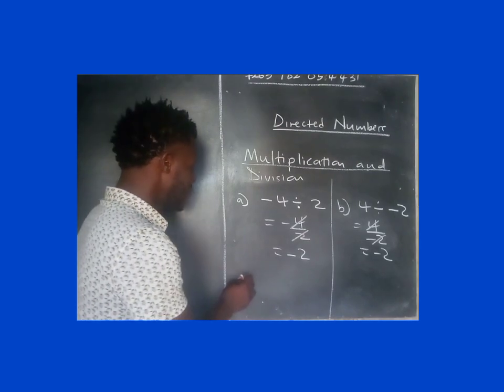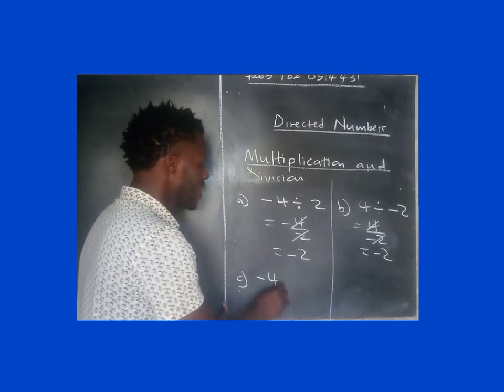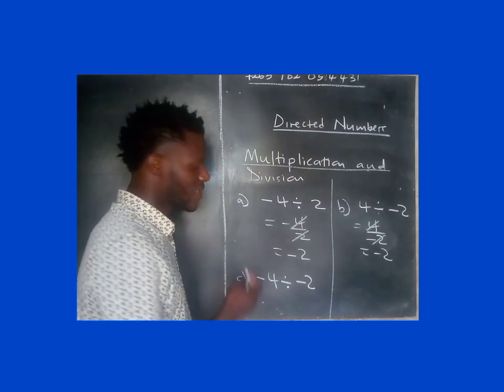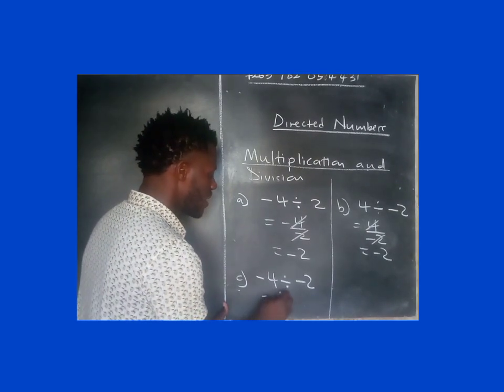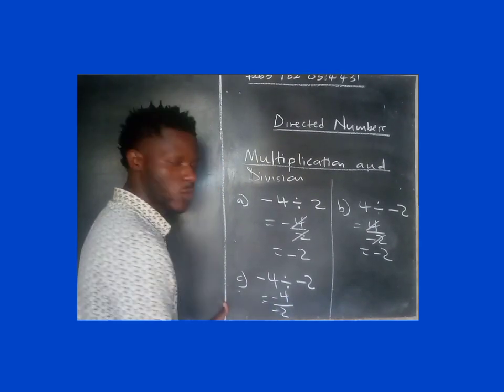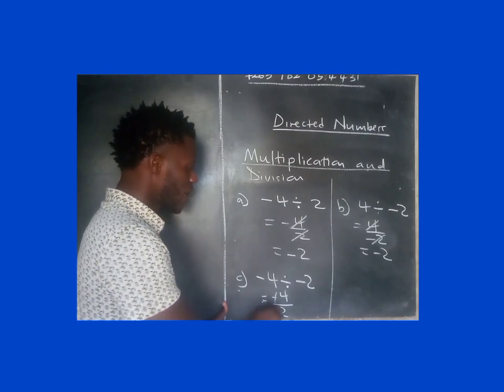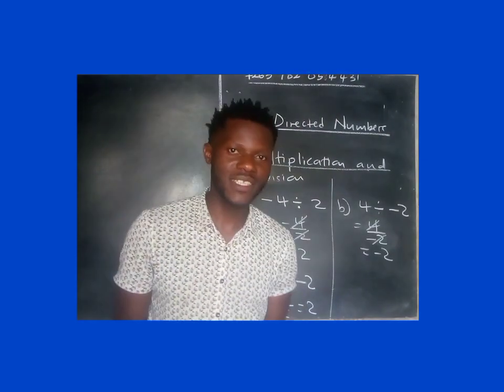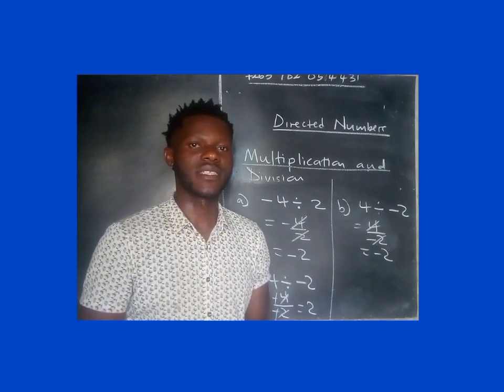But when you are dividing numbers with the similar signs, minus 4 divided by minus 2, that's when you get a positive answer. That is minus 4 over minus 2. These negative signs will cancel, and you get a positive answer. So in short, this is directed numbers.